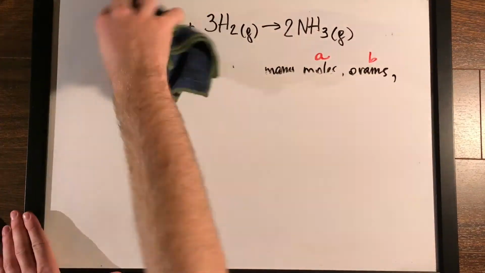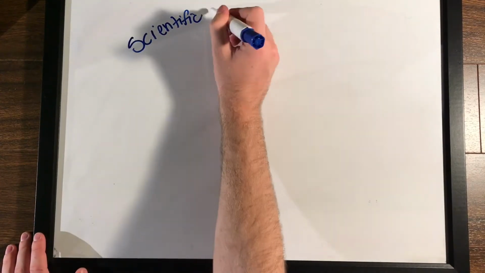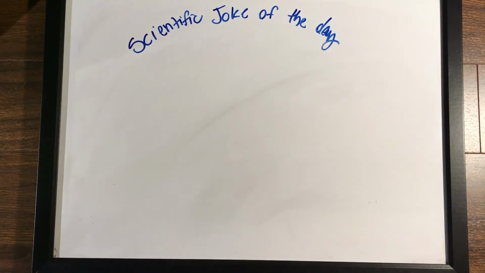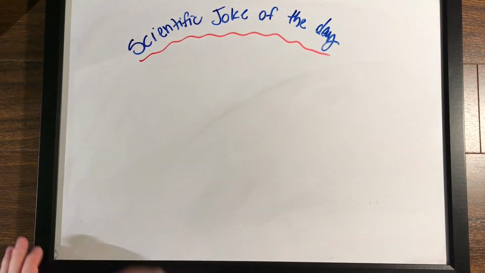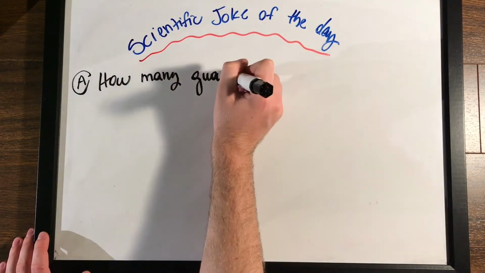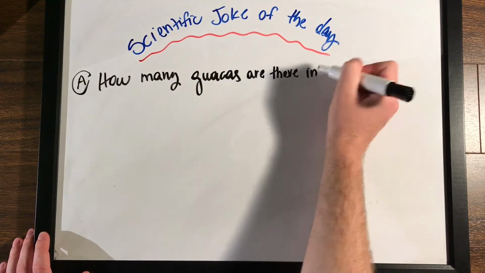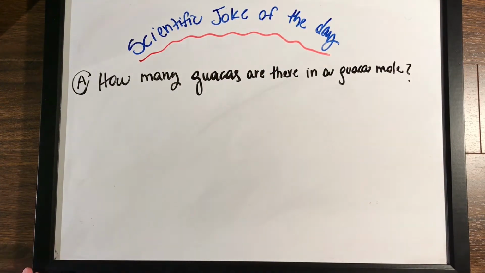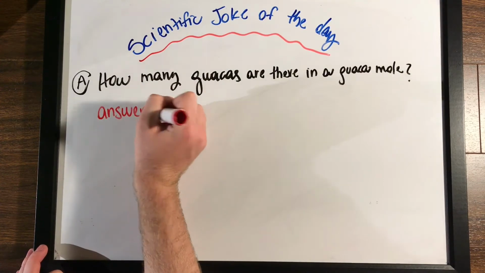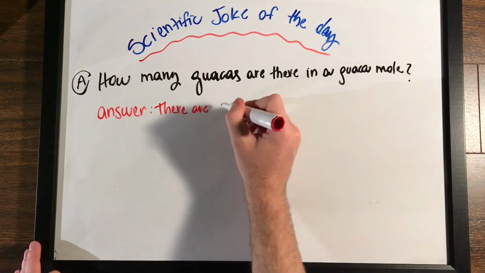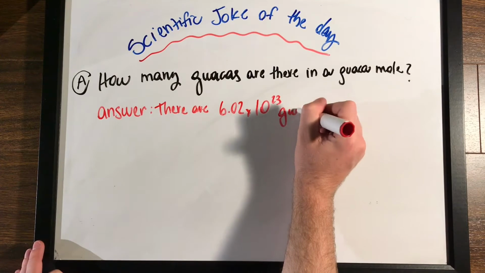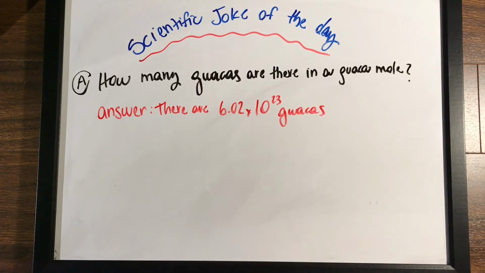So now let's test what we learned. And what better way of doing that than a scientific joke? So here it goes. How many guacas are there in a guacamole? Yes, you thought right. There are 6.02 times 10 to the 23rd guacas in a guacamole. LOL, guys.